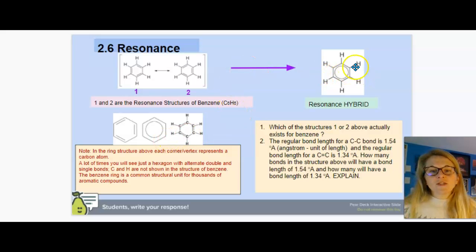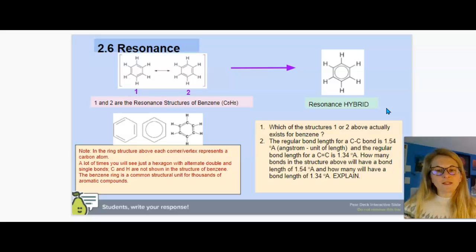So if you look at the picture in the top right hand corner, we have our resonance hybrid structure. When we hybridize these 3 double bonds and 3 single bonds, the average is actually 6 1.5 bonds. So we don't technically have an average. We don't have 3 double and 3 single in the average resonance structure. What's happening is we have 6 1.5 bonds.